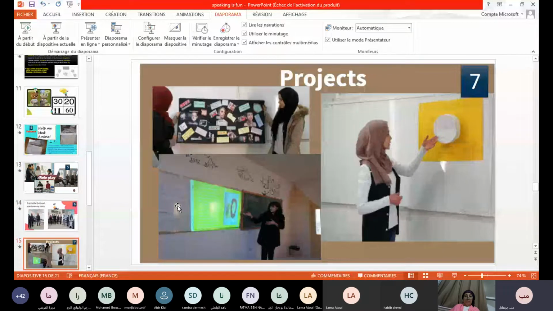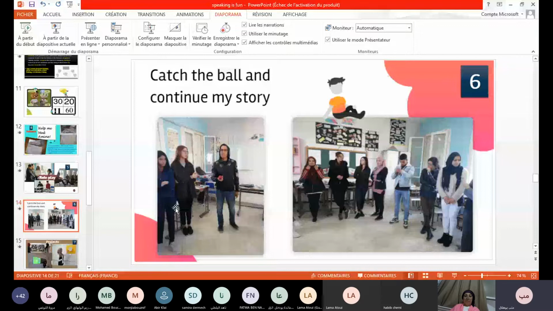Activity number 6 is catch the ball and continue my story. I did this with the 4th formers. We were studying Shakespeare and other short stories. And on that day, we said, today we have a game. Stand up, everyone. And I gave them a red ball. And I said, the first one who has the ball should start a story, make up characters, settings, events. And then when you are finished with inventing this first scene, throw the ball to any other student. The student who catches the ball should carry on the story.